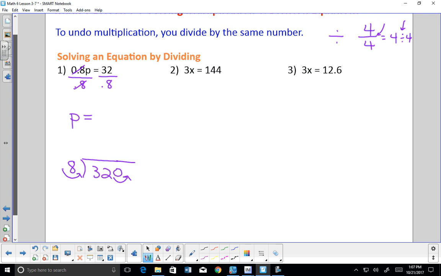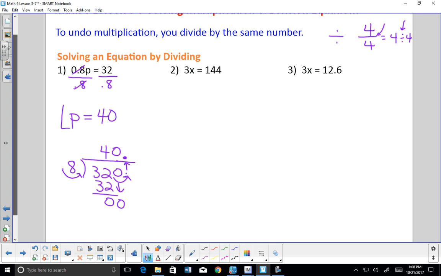Put your decimal point, bring it straight up. 8 will not go into 3. 8 goes into 32 4 times. 8 times 4 is 32. 8 cannot go into 0. So 32 divided by 0.8 is 40.